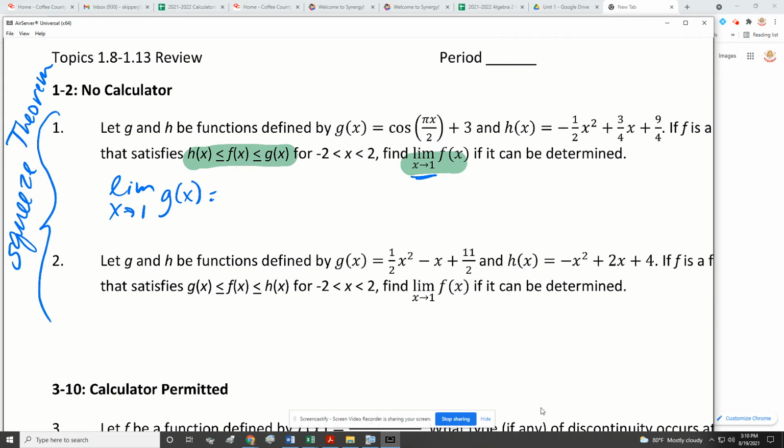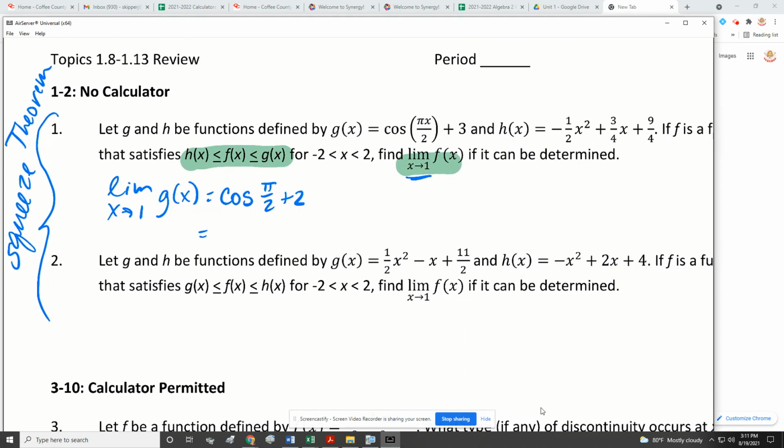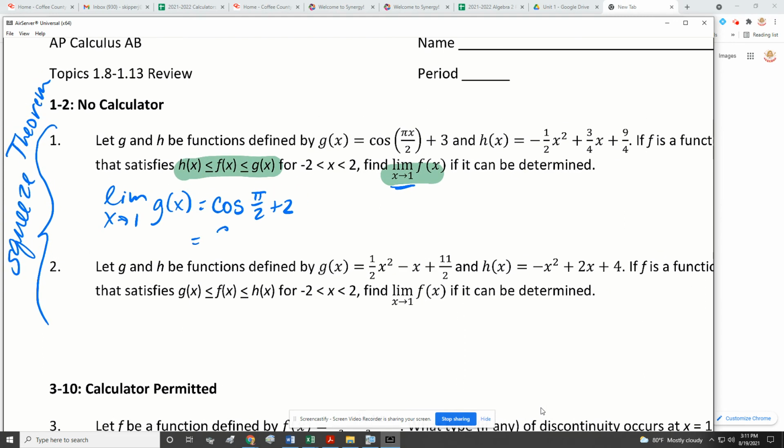So when I plug 1 in for g, we're just going to do this by direct substitution. The cosine of pi over 2, you can do a couple of ways. You can do the hand trick. Pi over 2 corresponds with your thumb, and so for your thumb, it would be the square root of the top fingers over 2, and there are no fingers above your thumb, so it's 0. So that 0 plus 3 is 3.